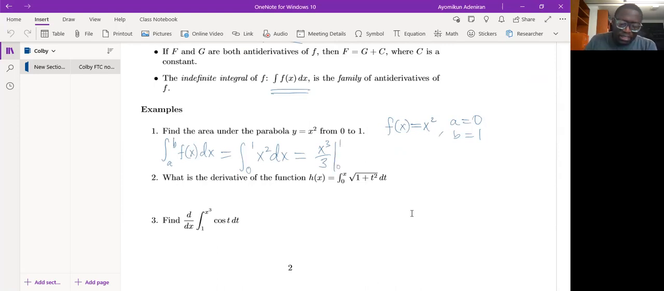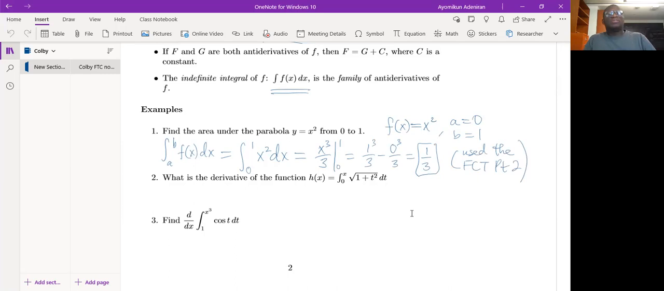Remember that by the Fundamental Theorem of Calculus, part 2, you just need to evaluate this at the 2 endpoints and subtract. So this is 1 cubed over 3 minus 0 cubed over 3, which is just 1 over 3. And that's what we have. That's the area. So here we use the FTC part 2.